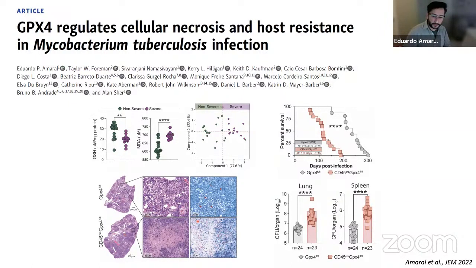So in vivo, we decided to target GPX4 by depleting GPX4 in the hematopoietic compartment. And then we did infection. As we can see here, mice deficient in GPX4 die faster compared to the wild type. When we look at the lungs of these animals, we found widespread necrosis. And this necrosis was associated with increased bacterial loads in both lungs and spleens compared to the wild type.